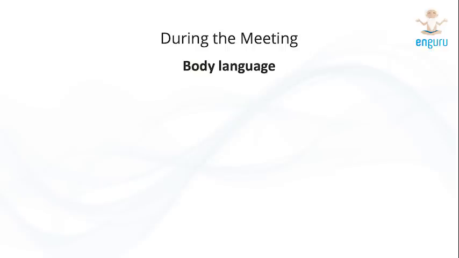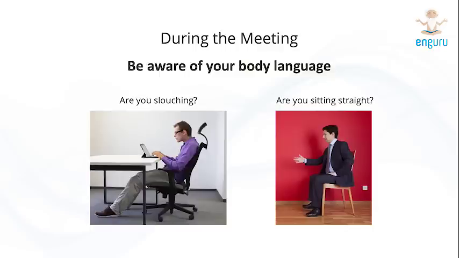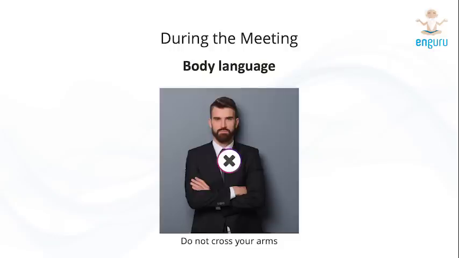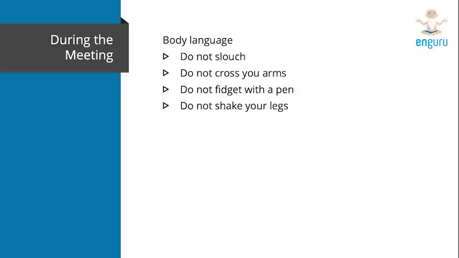Now let us look at some points related to body language during the meeting. Firstly, be aware of your body language while participating in the meeting. For instance, are you slouching or sitting straight? Do not slouch. How are your arms placed? Are they crossed or open? Do not cross your arms. Are you fidgeting with a pen or shaking your legs? If yes, then you will come across as being restless. It may also distract or irritate the other participants.